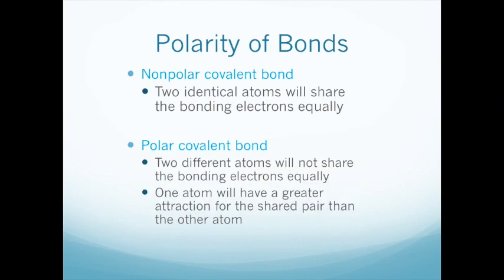A nonpolar covalent bond is formed between 2 identical atoms because they share the bonding electrons equally, having an equal attraction to them. A polar covalent bond is formed between 2 different atoms because they do not have exactly the same electronegativity and therefore will not share the bonding electrons equally. One atom will always have a greater attraction for the shared pair than the other atom.